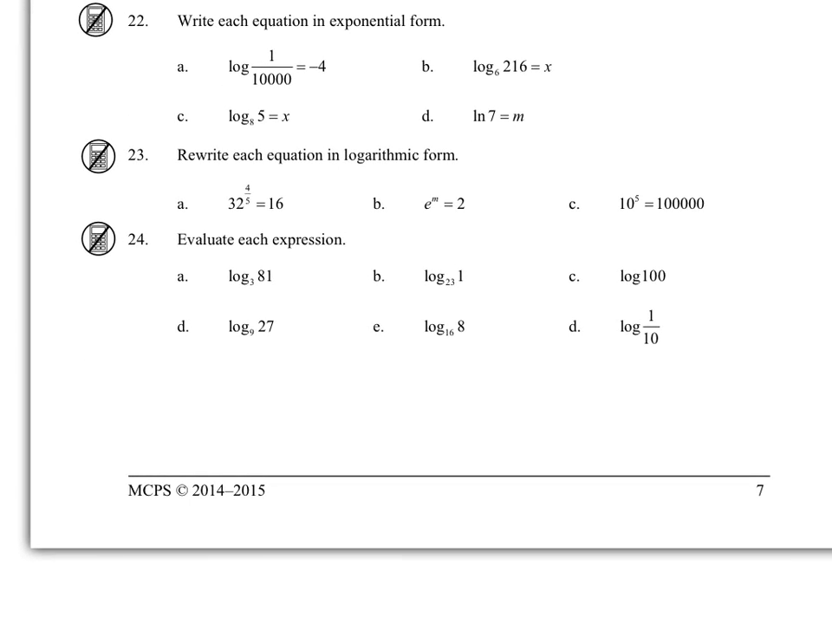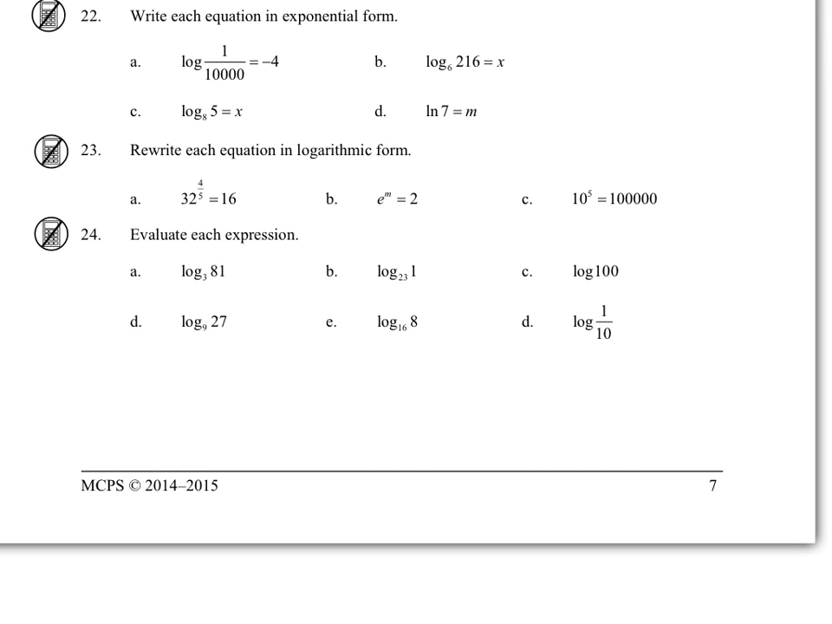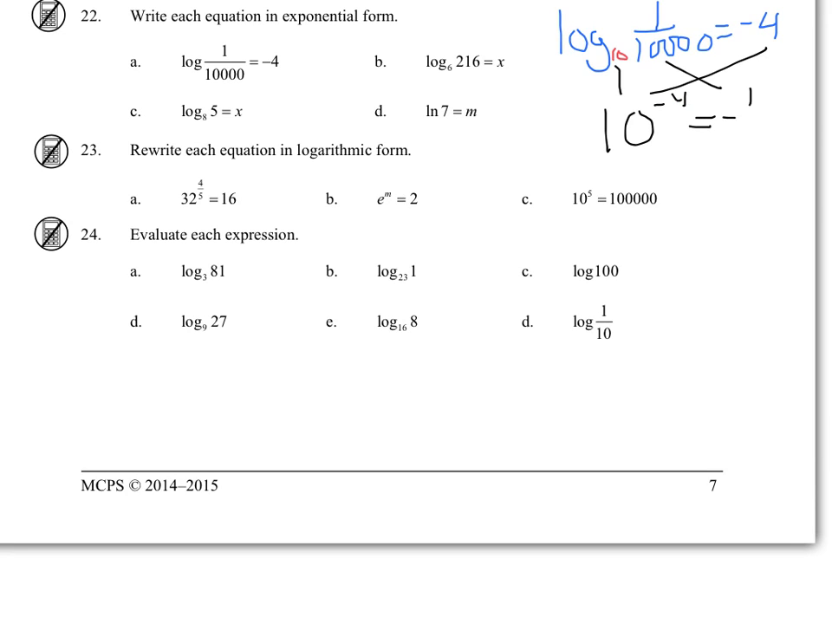So now moving on to 22. To rewrite the log in exponential form, we can do the Roman numeral 9 pattern. So if your log is on the left, like A is, the base, when there is no base written, it's 10. So if we draw the Roman numeral 9, that shows us that it's 10 to the negative fourth equals 1 over 10,000.